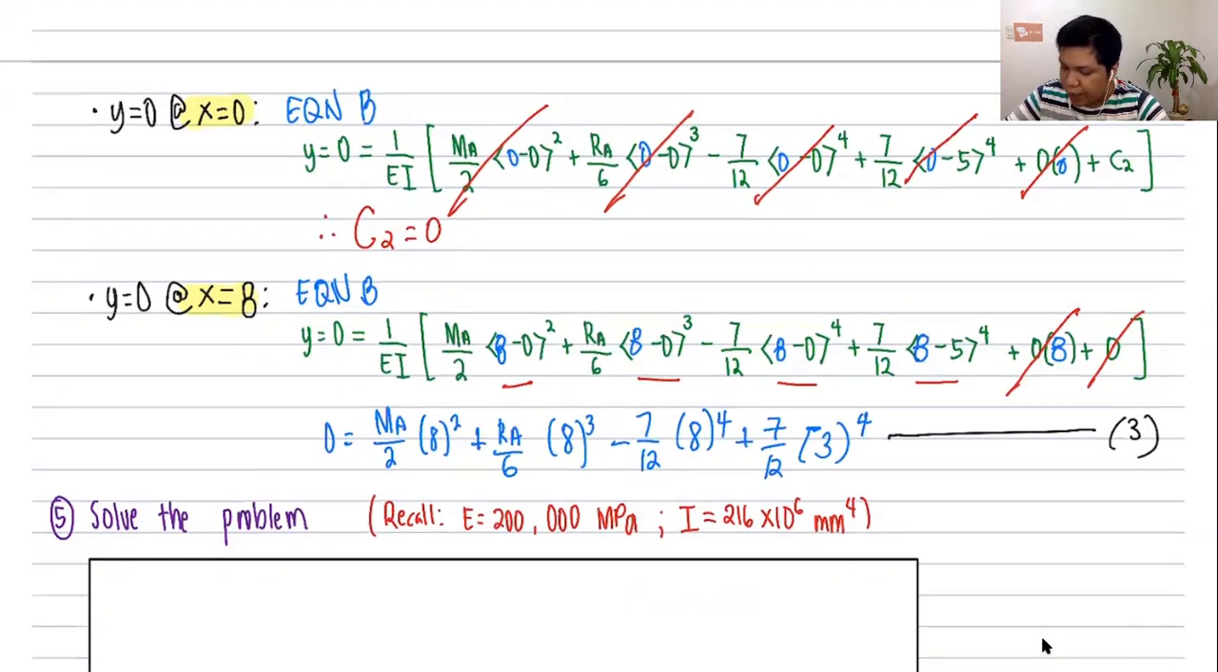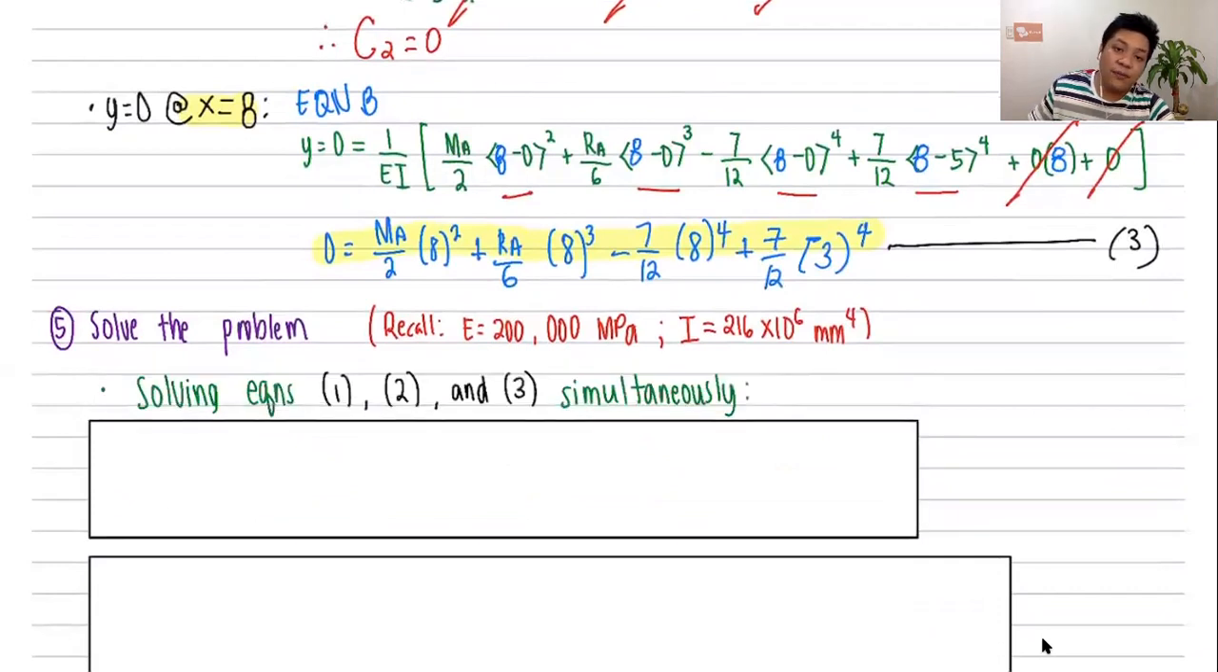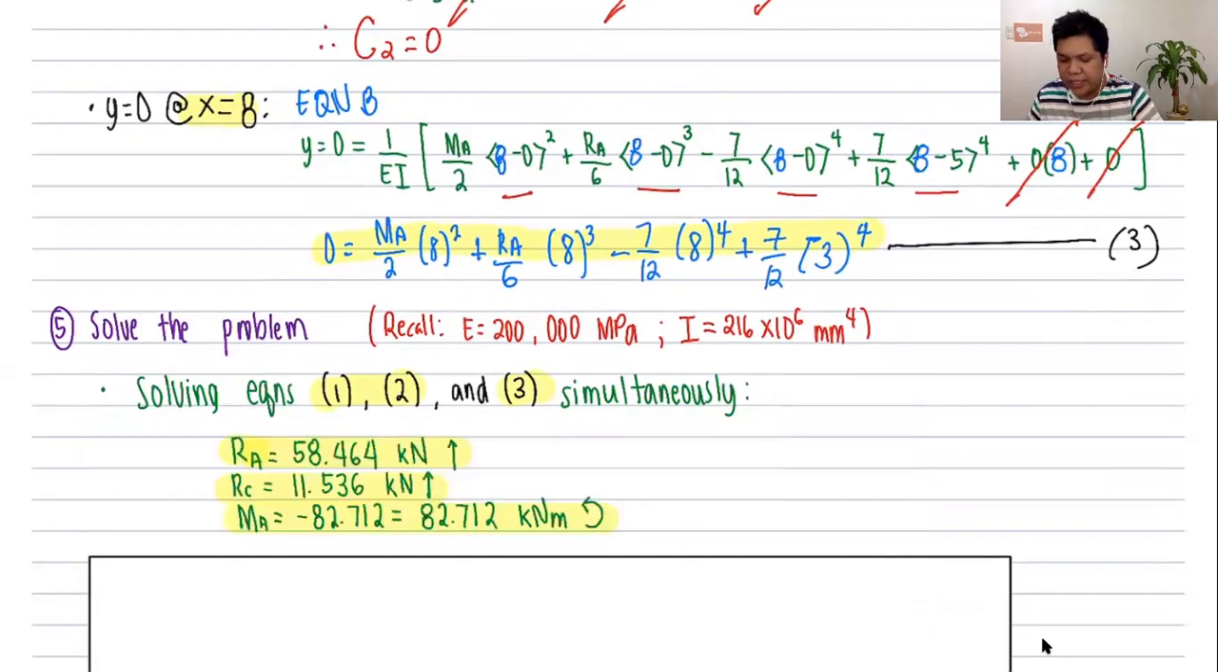Since I cannot solve this equation because I actually have 2 unknowns in that equation, M sub A and R sub A. Now, as you can see, I actually have 3 equations now. So what I can do is, I can go back and solve equations 1, 2, and 3 simultaneously. Remember that equations 1 and 2 are actually your equilibrium equations. And equation 3 is your compatibility equation coming from your boundary condition. Once I have solved equations 1, 2, and 3 simultaneously, you can solve the support reactions numerically.